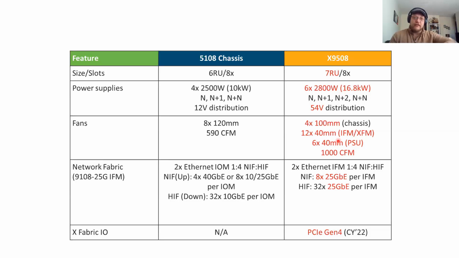I already mentioned the 22 fans here in the back, right? By the way, if you're not familiar with cubic feet per minute, that's just the amount of airflow that I'm pushing. The original 5108 chassis could push 590 cubic feet per minute of airflow. Whereas again, by removing that mid plane, and with all our fans, we can now push 100,000 cubic feet per minute.